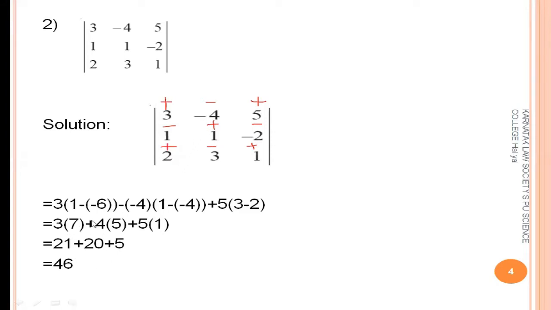3 minus of minus becomes plus 6. So 6 plus 1 is 7. Minus of minus plus 4. And here also you will add minus of minus, you will get 4 plus 1 is 5. 4 into 5 plus 5 into 1. So 7 threes are 21, 20 and 5. You will get 46 as the answer. Just remember these signs. It is a 2 marks problem. Directly you can evaluate and write the answer.